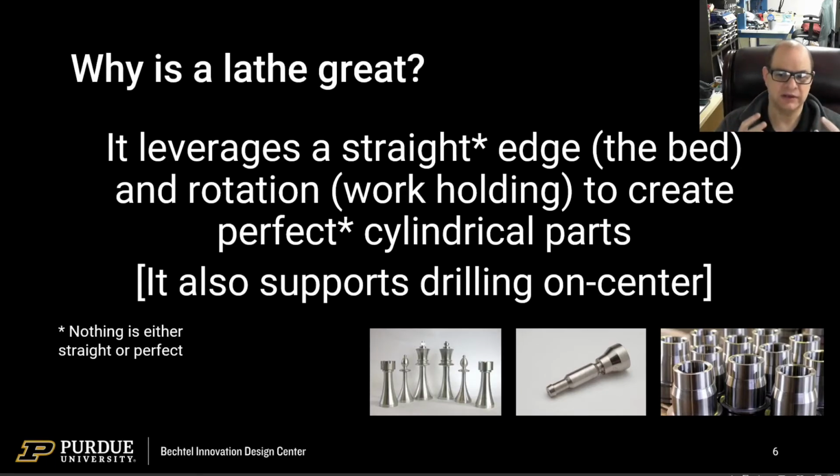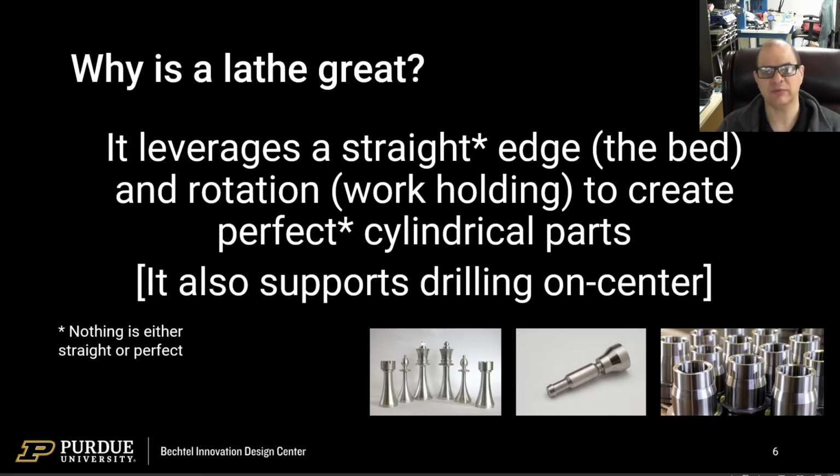But fundamentally, you can make straight edges just by hanging a piece of string with a weight on the end. That gives you a very straight edge. Rotation is really easy to do. Combine the two and we can now produce these arbitrary cylinders, which are pretty much the foundation of most other machines. I've put some photos, beautiful photos of things that I've made on a lathe. Look at them. Their main property is a cylindrical, perfect circular cross-section. So it's fundamentally good at this kind of work.